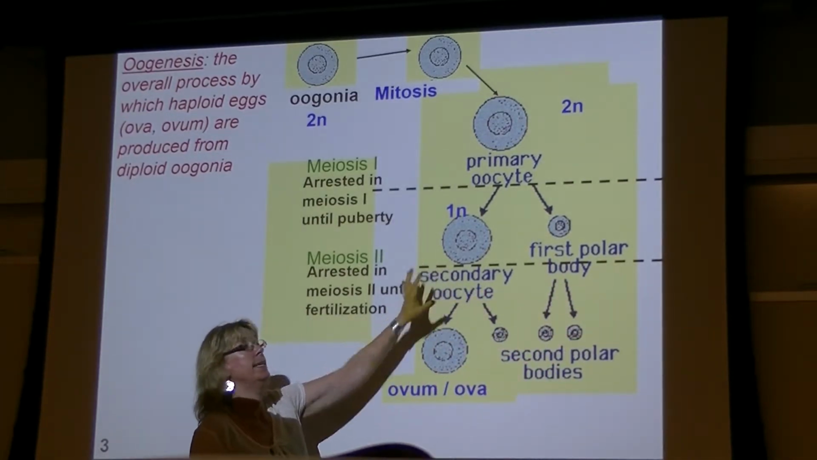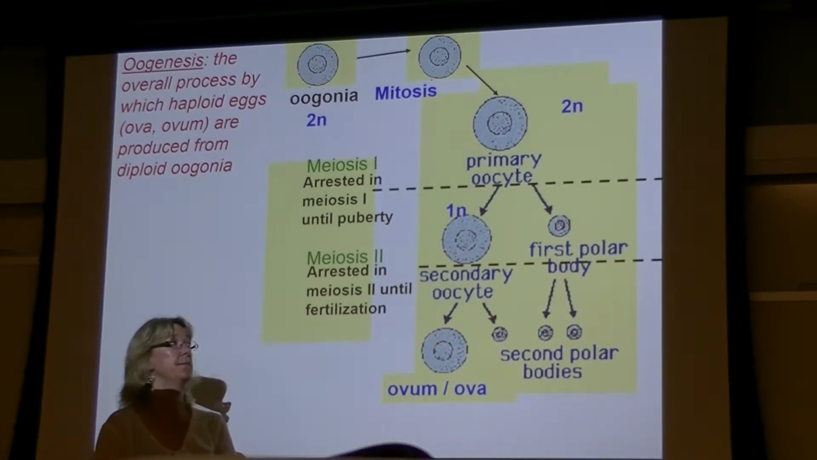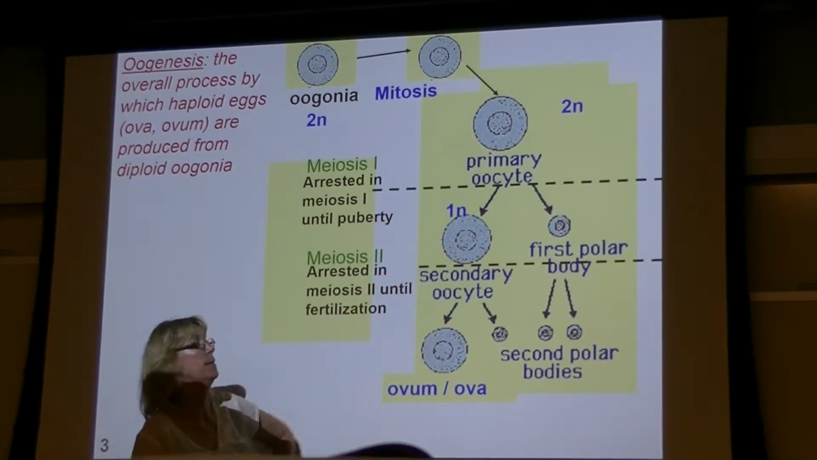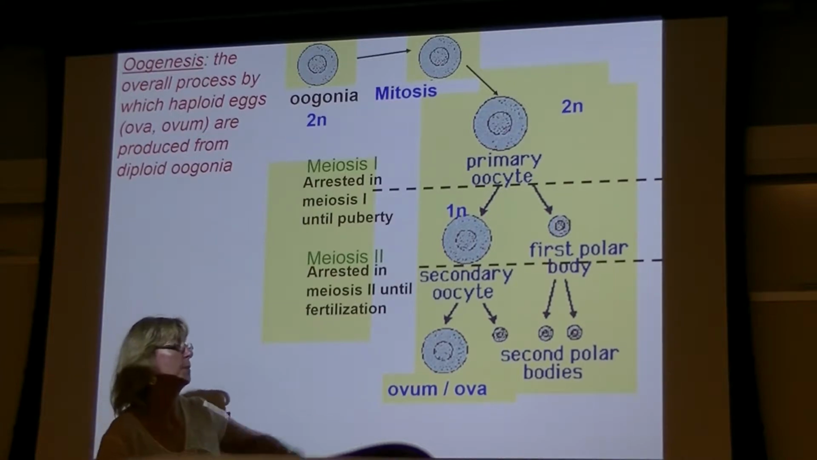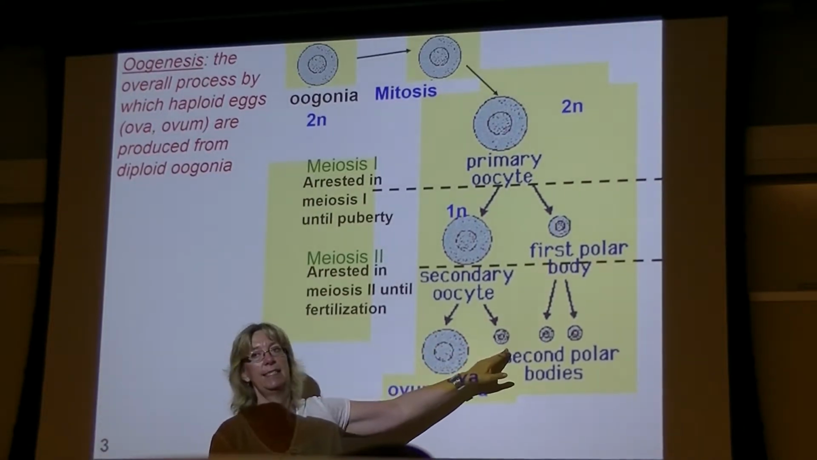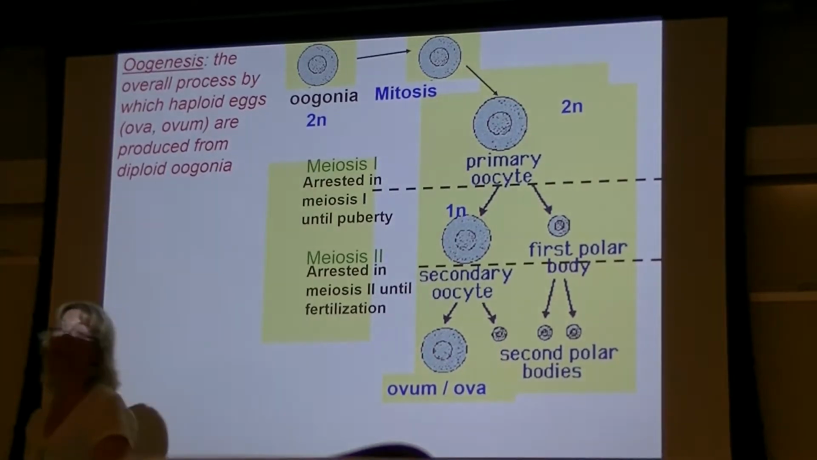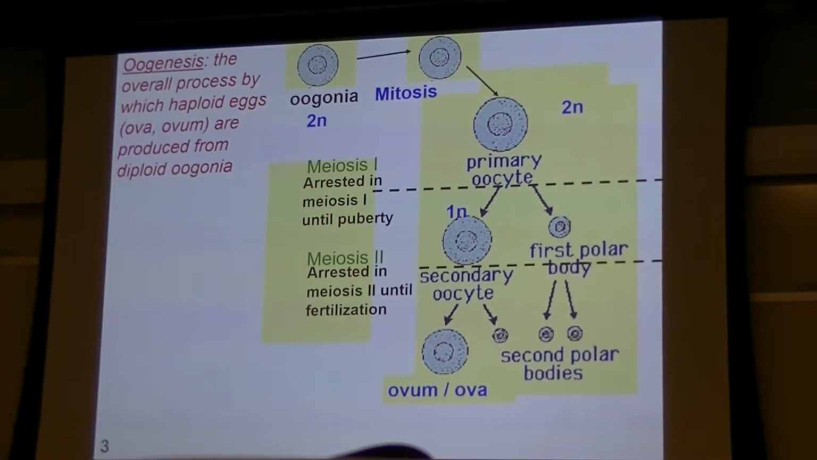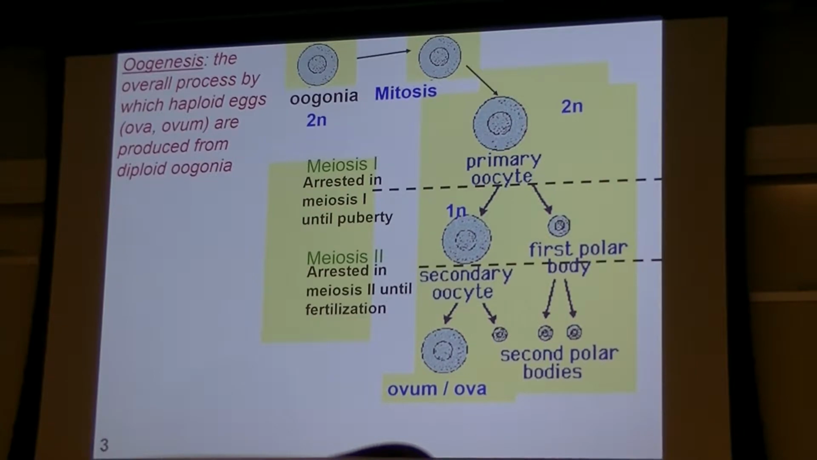The other one gets all of the cytoplasm and survives, goes on to complete meiosis 2, and once again, one of those daughters gets all of the cytoplasm, and the other one gets nothing. So this means that we have one big oocyte, it's haploid, it's been through meiosis, but the other 3 meiotic products are non-functional.